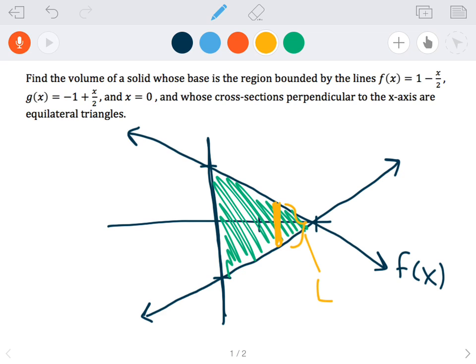Step number 4 is I'm going to draw a side view of my cross-section. So if I take that equilateral triangle and I draw it here, I want to label the sides of this cross-section in terms of L. What I drew on that graph was the base right here, and it had a length of L. And because this is an equilateral triangle, I know this side is L and this side is L.